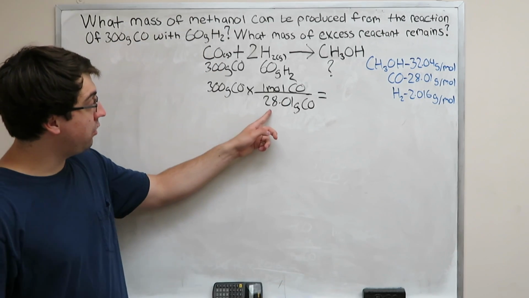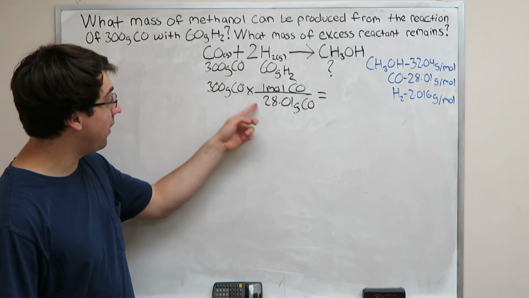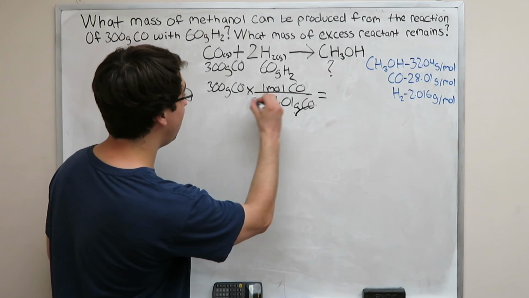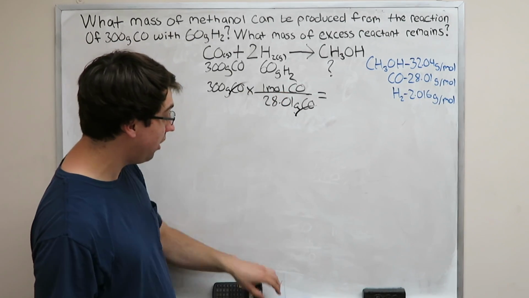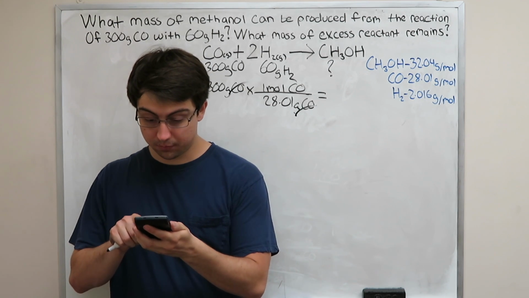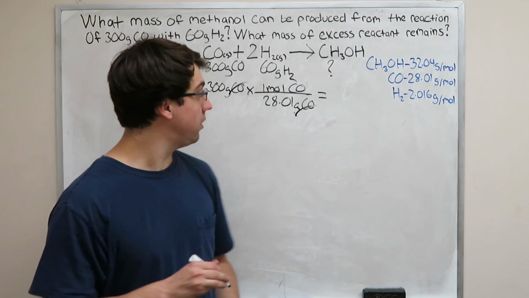There is 28.01 grams in 1 mole of CO. I'm just going to take the 300 and divide it by 28.01, and you can see that the grams of CO cancel out, leaving us with moles of CO. I got 10.71.